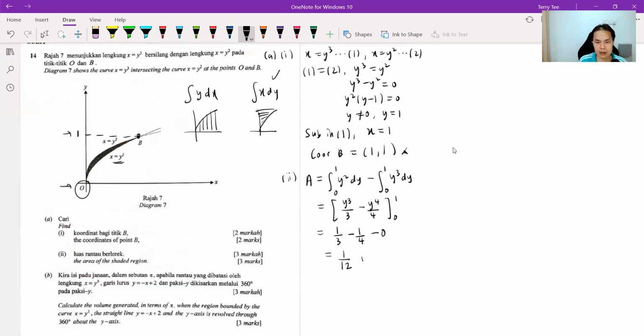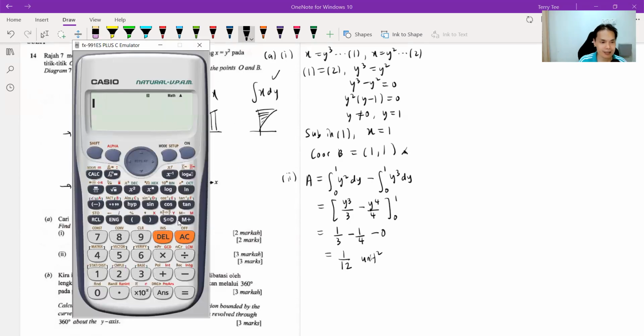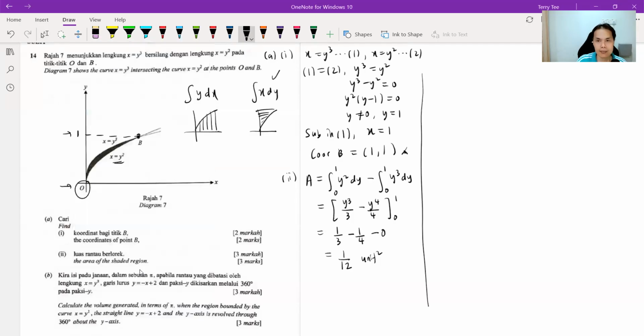Okay, unit square. Now, for integration, you can always use a calculator. This one, integrate, but instead of y, we write x. You can put alpha x squared minus alpha x cubed, right? And then lower limit 0, upper limit is 1. So there you go, 1 over 12. I know my answer is correct.